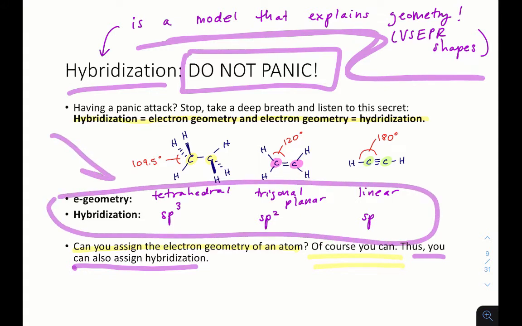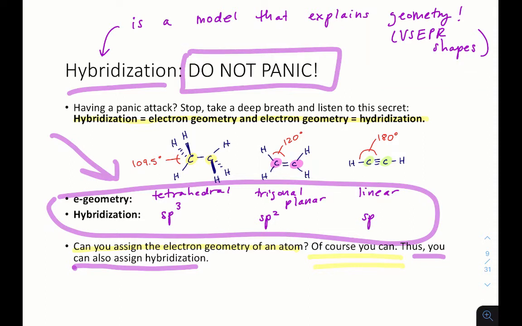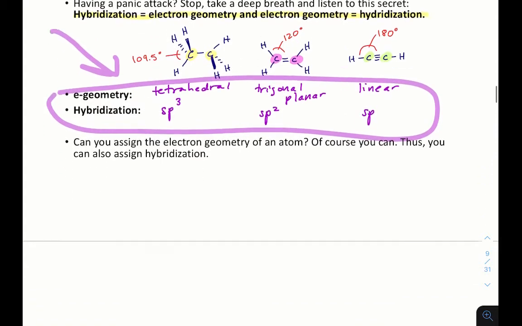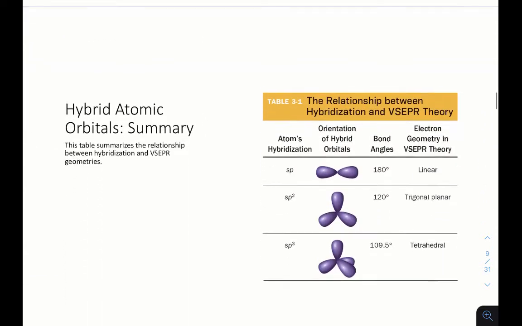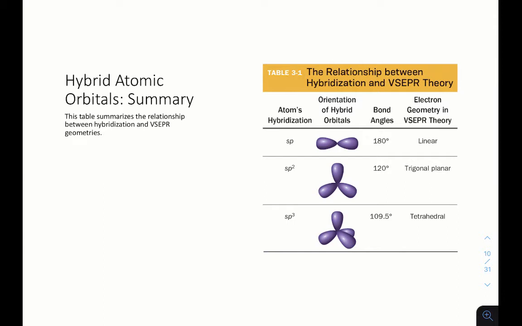Here are your answers. That said, I want you to understand what hybridization is and what the model is. However, to get most questions right, all you have to know is what I've circled in purple. You can do it. I believe in you. Let's move on. Here is a summary of the relationship between hybridization and VSEPR, valence shell electron pair repulsion geometries. I will walk you through this table and then we will discuss each hybridization in detail.